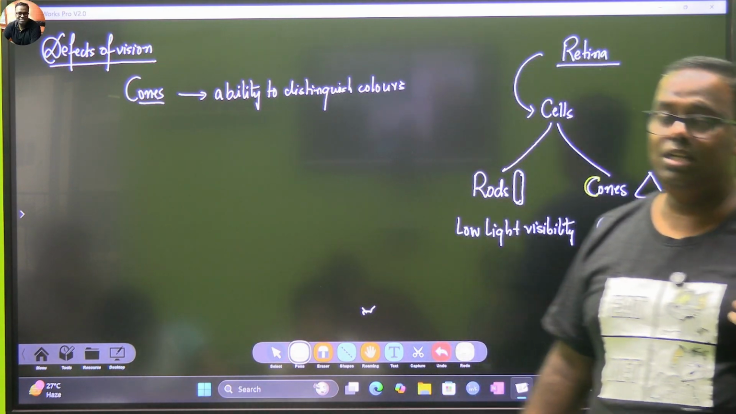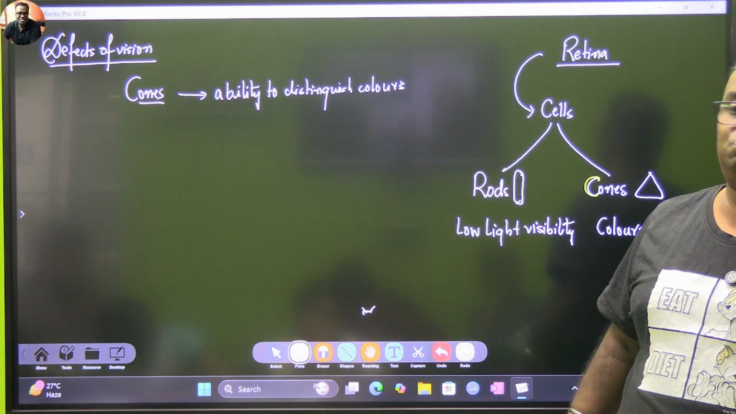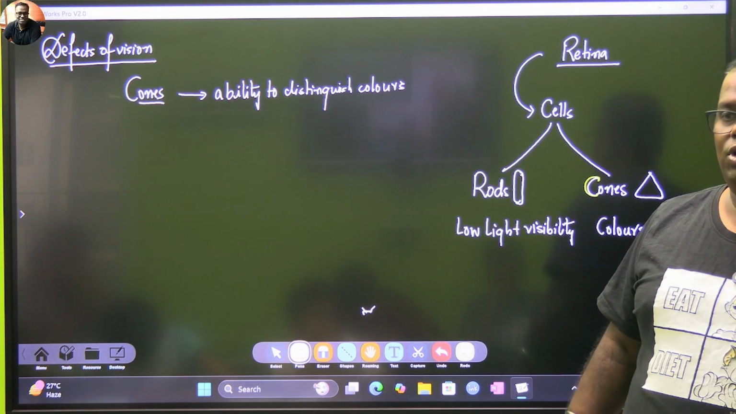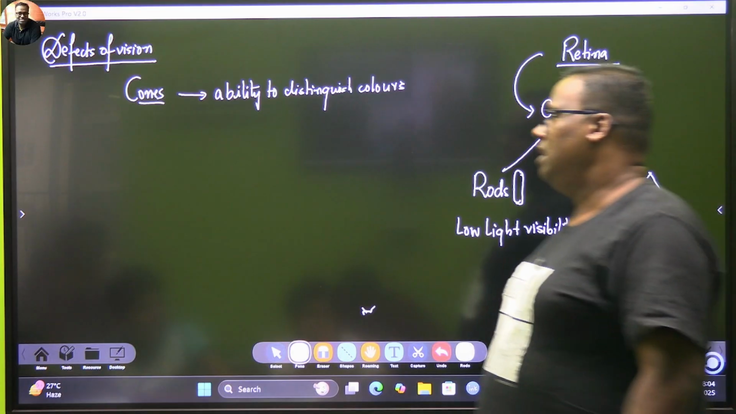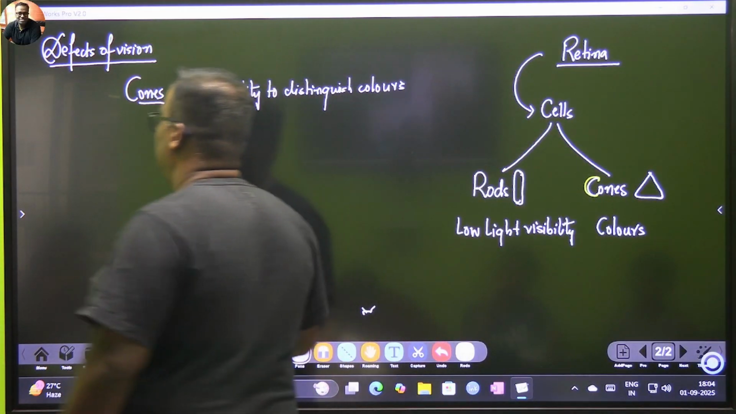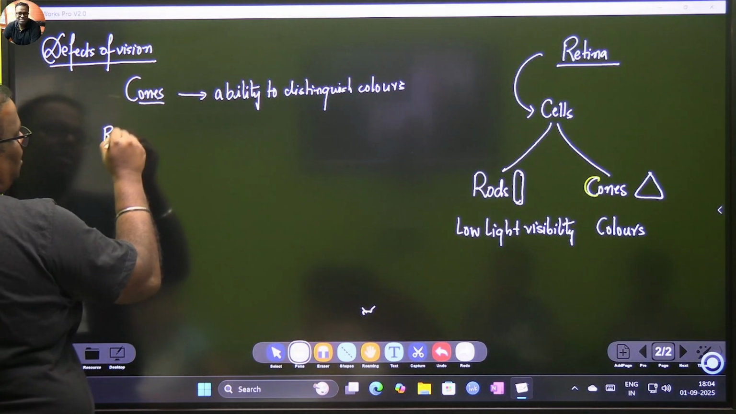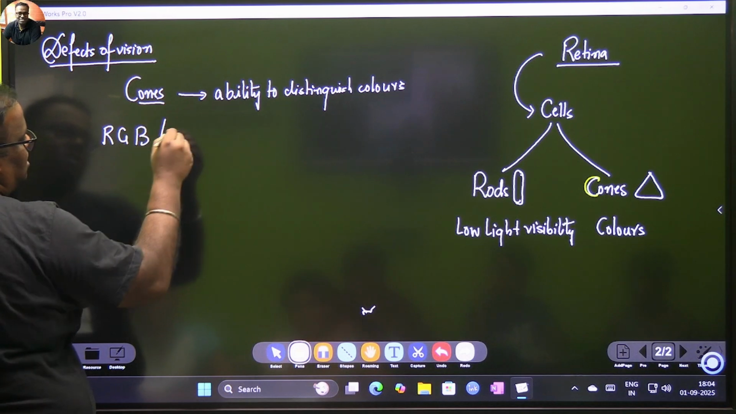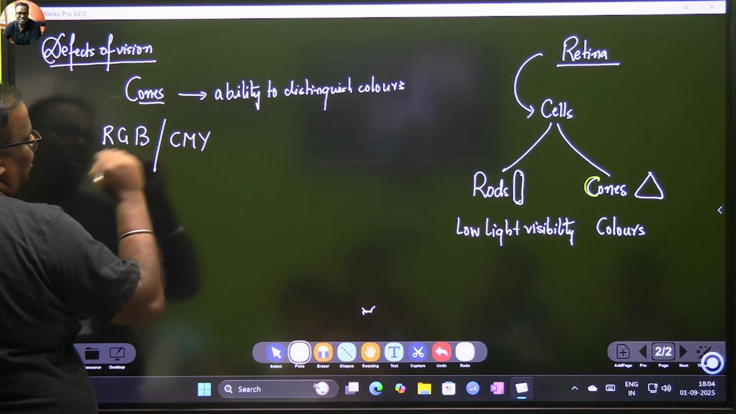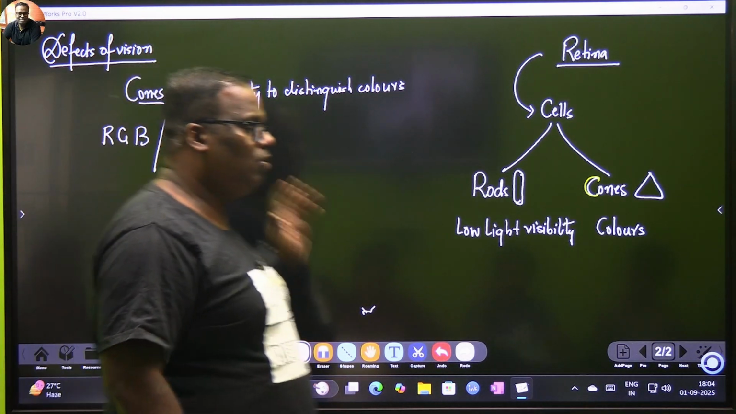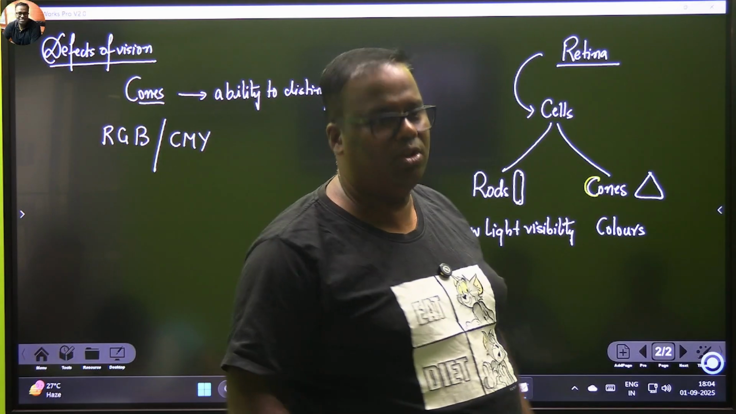Color blindness is an inability for a child to distinguish basic primary colors. What are those basic primary colors? Green, red, blue, RGB, we call it. Or another set is CMY: cyan, magenta, yellow. These are called basic colors. From these three colors, you can make any color.